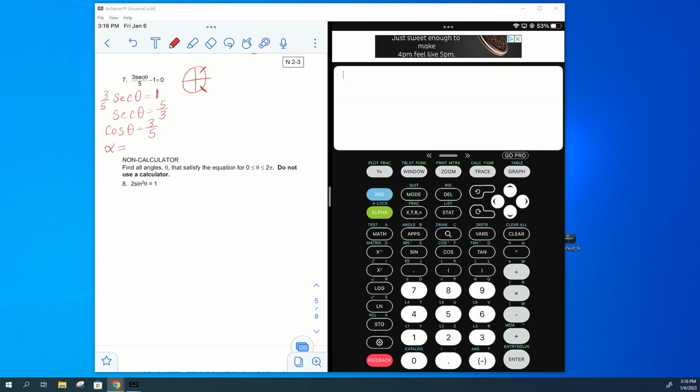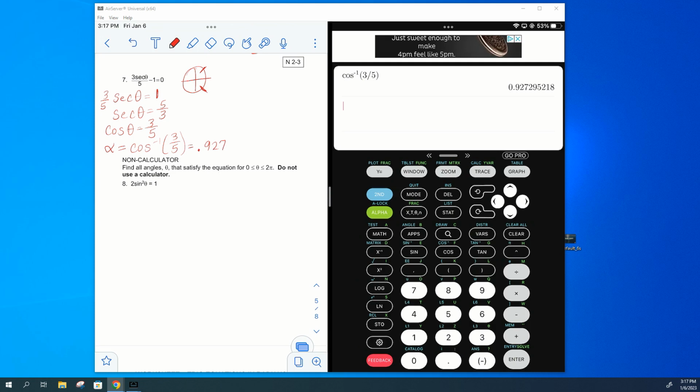So my alpha is inverse cosine of 3/5. Let me get that on the calculator. Second cosine of 3/5. And my reference angle is 0.927. Actually, 928. I'll be better at rounding there. Well, golly, I was looking at the wrong number. It is 7. Outthought myself there. All right, 0.927.